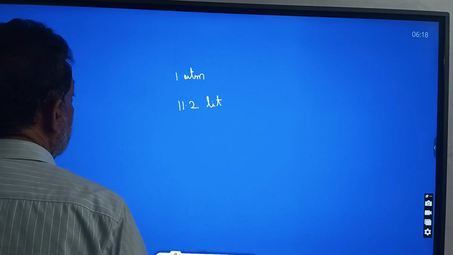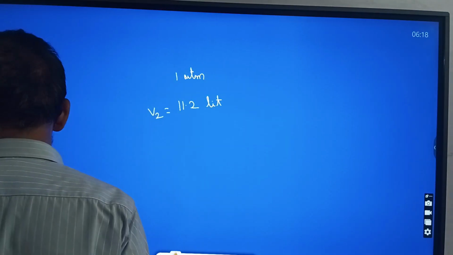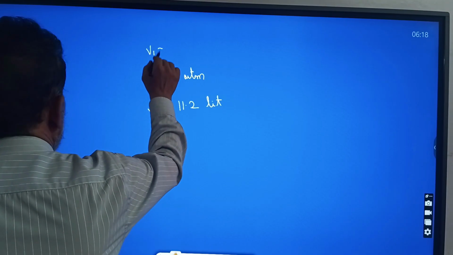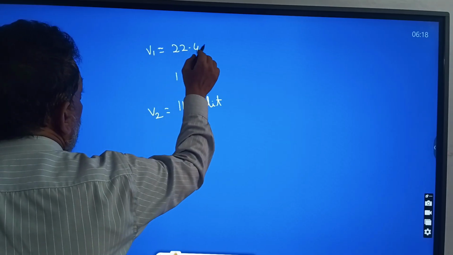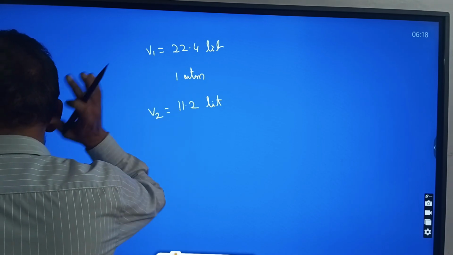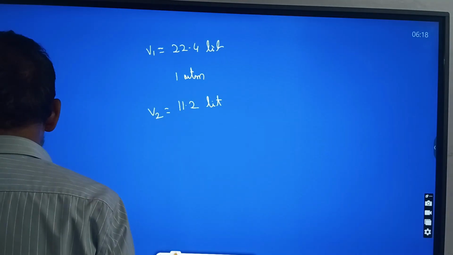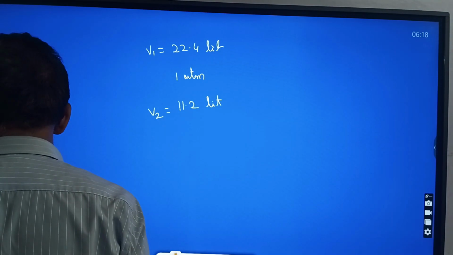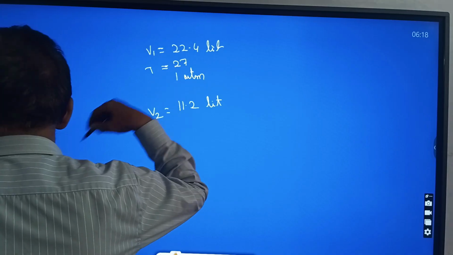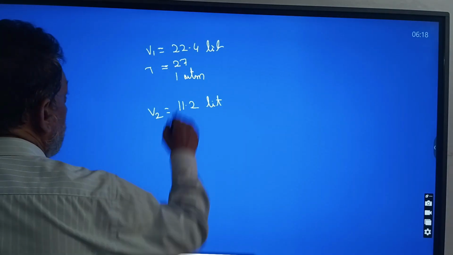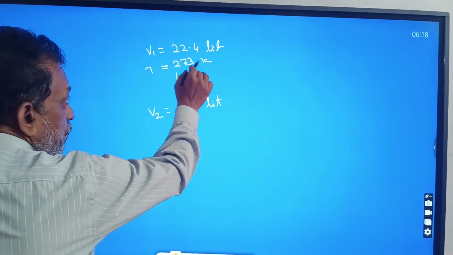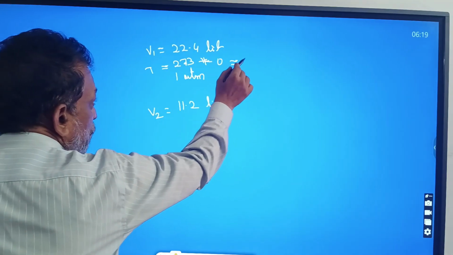So this is V2, that is V1. V1 is equal to 22.4 liter. The temperature, what is the T? Temperature is constant, no? Temperature is constant, 0 degree centigrade. So T is equal to 273 only. There you are, Kelvin. 0 degree centigrade means what? 273 plus 0, that is equal to 273 Kelvin.